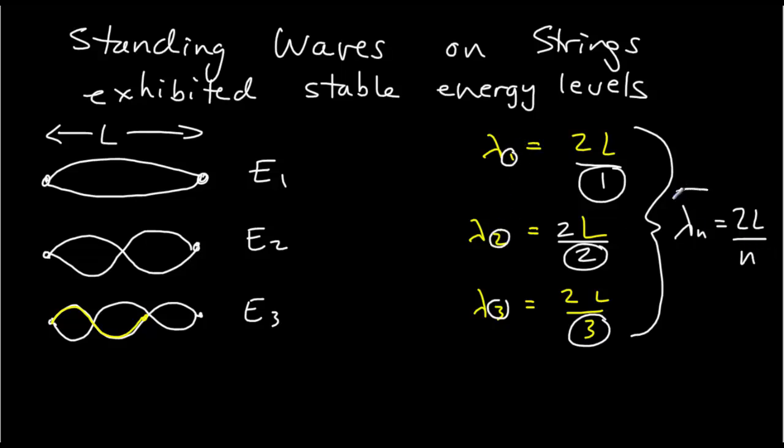So we can say that the wavelength of the nth harmonic has to be equal to 2L over n. So remember that, because we're going to need it in a few minutes. Now that we've reviewed standing waves and strings, we're ready to tackle the simplest system involving matter waves, or wave functions. And that system is called the electron in a box.